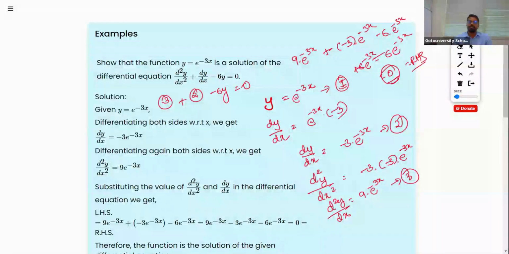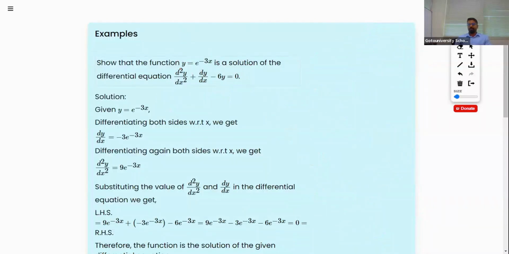Right hand side. That means I can show that the RHS, that is the right hand side of the equation, is equal to the left hand side of the equation. Hence we are proving that the given y is equal to e power minus 3x is the solution for the differential equation. That is nothing but if y is replaced by this, and if you multiply or add, we will definitely get the left hand side of the equation equal to the right hand side. That means the proof is done, right?